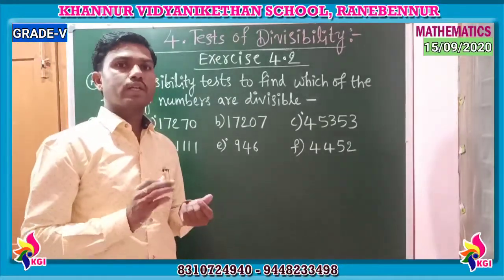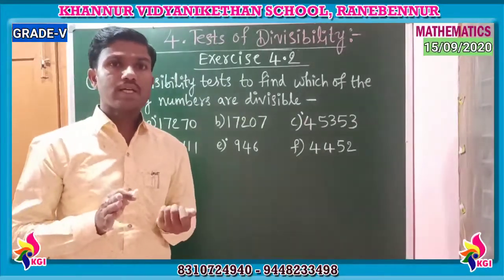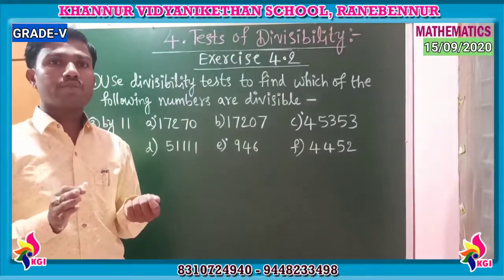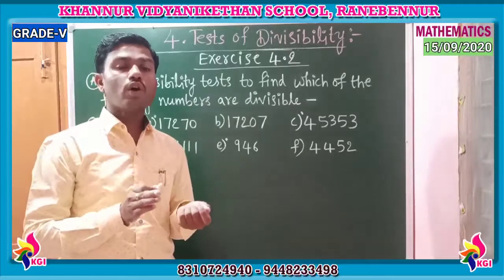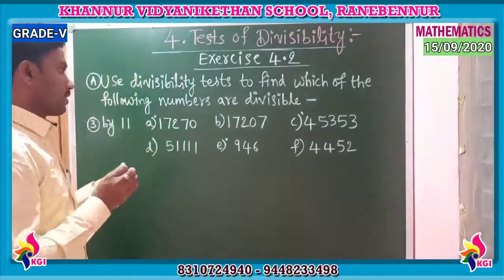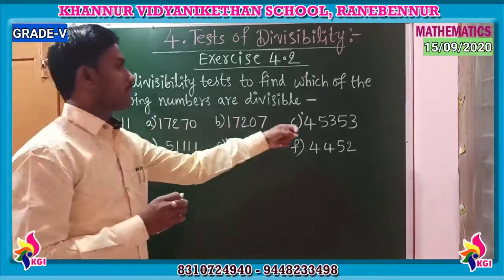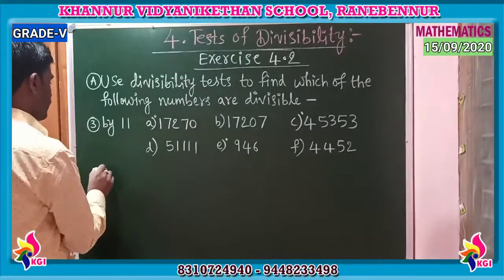Yes, the divisibility by 11: if the given number is divisible by 11, it means the difference of the sums of its alternate digits is either 0 or 11. With the help of these examples, we have to check whether these numbers are divisible by 11 or not. First of all, I will take the first question, A.